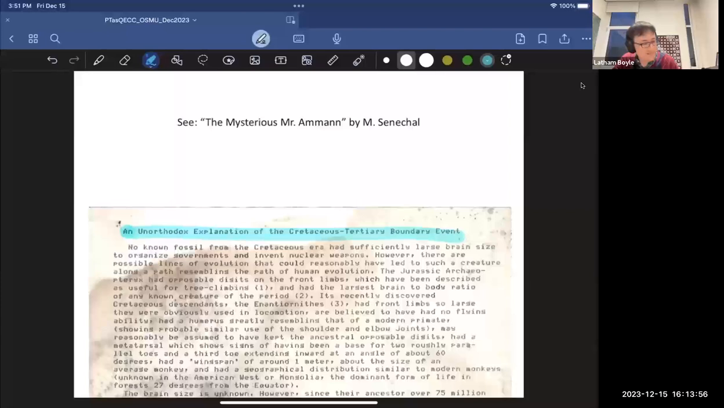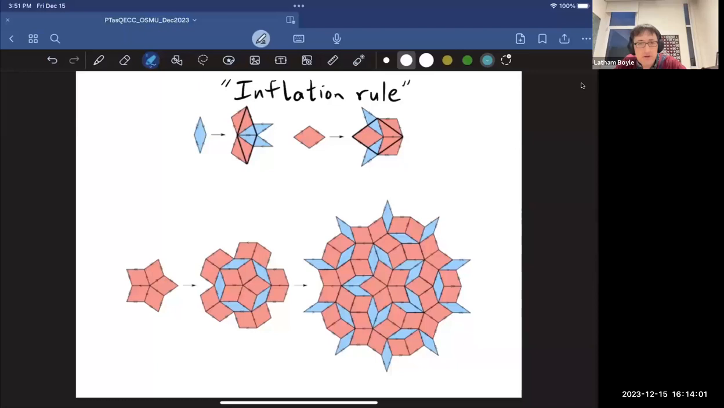Okay, so next I wanted to explain a few different ways of looking at or constructing the Penrose tiling, three different ways that will be helpful for us later when we are explaining the relation to quantum error correcting codes. Okay, so the first is that it has this property that there's an inflation rule.